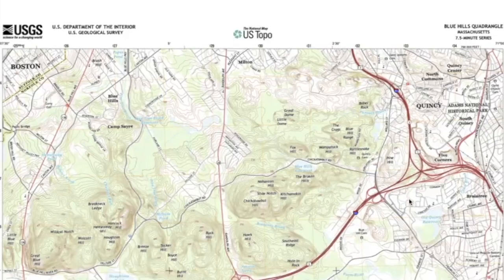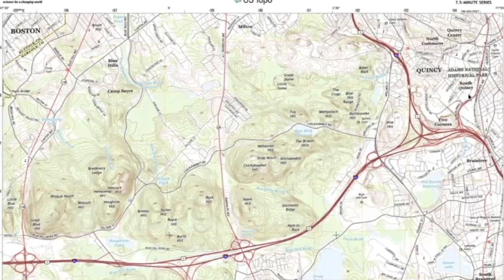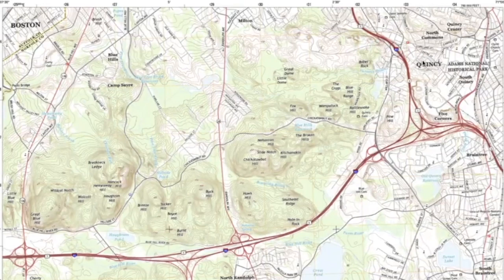Okay, so this is the map of the Blue Hills area. This is a good place to go hiking if you are around this area. So try it. It's very close. This is in Massachusetts. This is Quincy right here, the Newton area here. So this is Blue Hill, and you see the one in brown.